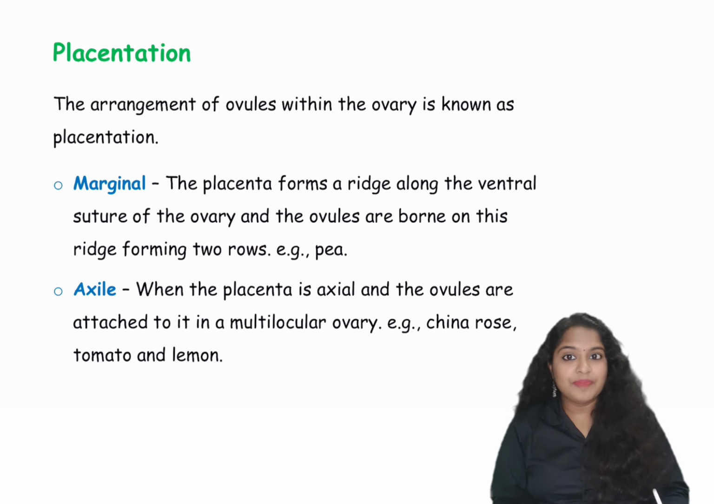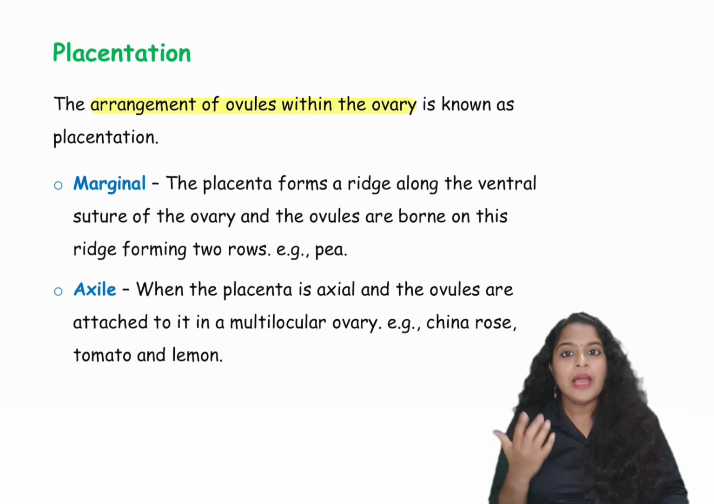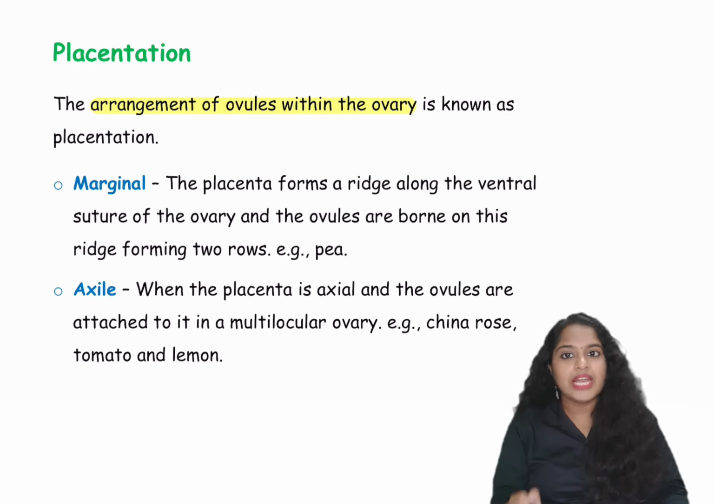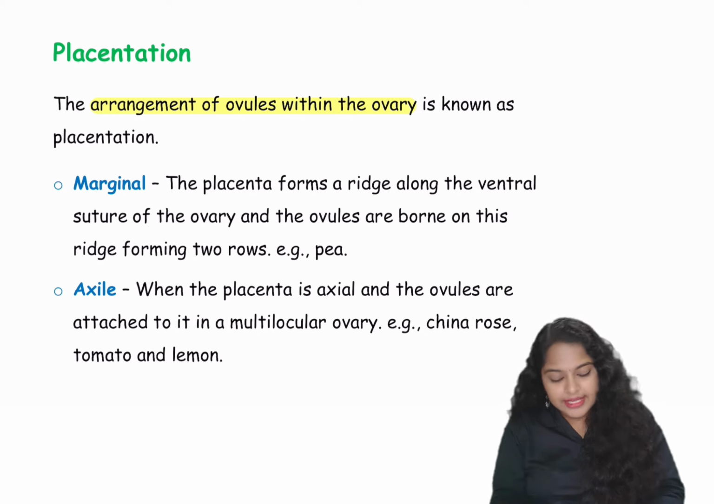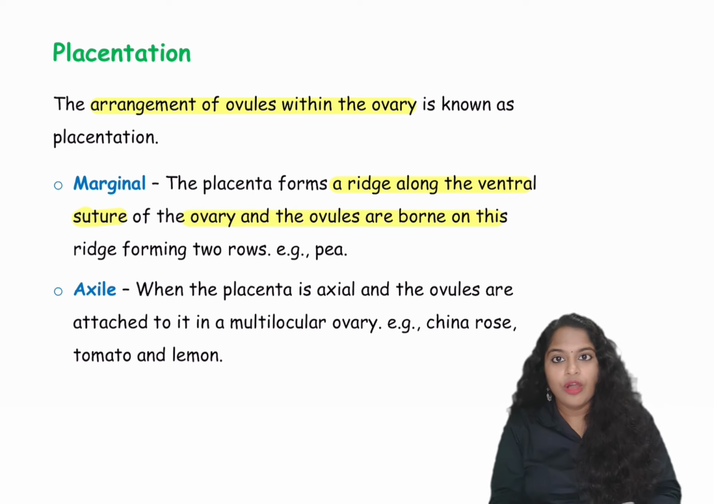Now let us see what is placentation. It is the arrangement of ovules within the ovary. Based on the arrangement, placentation is of five types: marginal, axile, parietal, free central and basal. First we will see what is marginal placentation. In this, the placenta forms a ridge along the ventral suture, and the ovules are borne on the ridge, forming two rows. An example is pea.